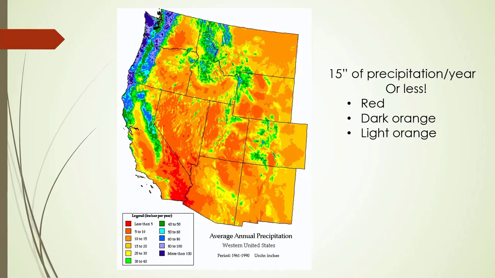So where do these folks live, or where did they live? What kind of climate did they live in? What were they facing when they moved into this area? So all of the red, dark orange, and light orange in that area is 15 inches of precipitation or less. So the people who moved up from Southern California and expanded into the Great Basin were very skilled at living in a very dry environment.